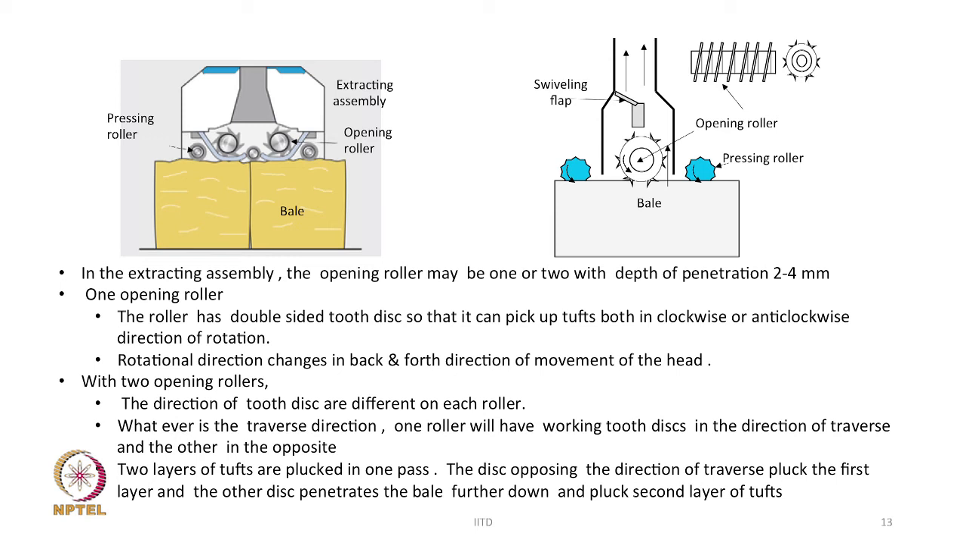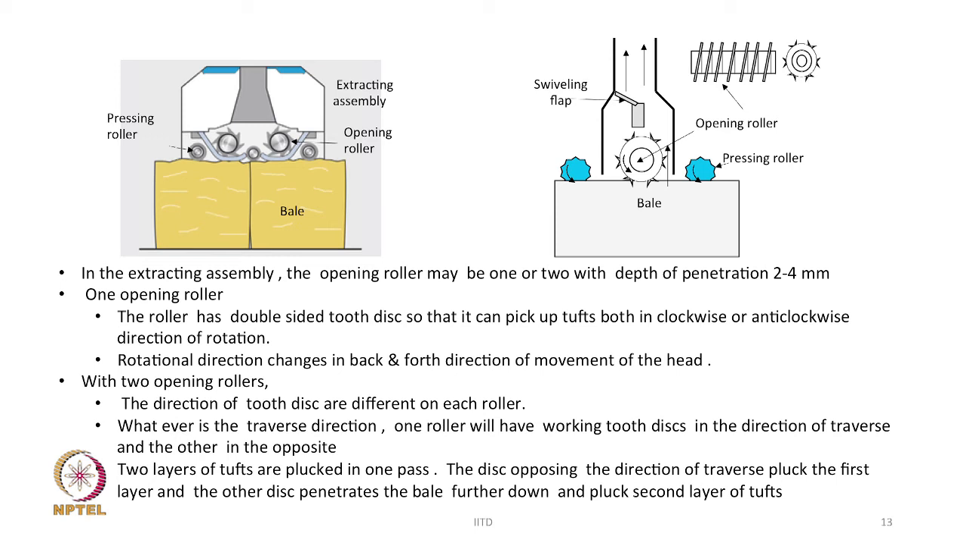The depth of penetration is usually 2 to 4 millimeter, and the depth of penetration can also be adjusted. So, if I increase the depth of penetration, what will happen? The productivity will be more, because larger tufts will be plucked now. If you reduce the depth of penetration, you will be able to produce smaller tufts.